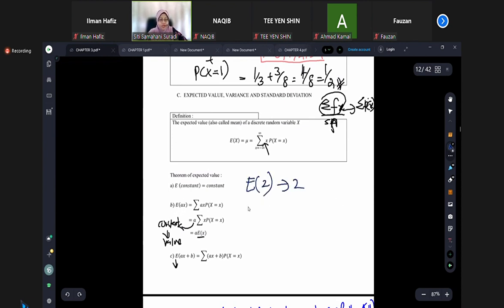If let's say E of 2X, that means you need to find the sum of 2 times x times P(x), that means the probability of it. For example, P(x) equal to 1/2, so that means you need to multiply with the 1/2, and x is considered 1. So 2 is considered a constant value.